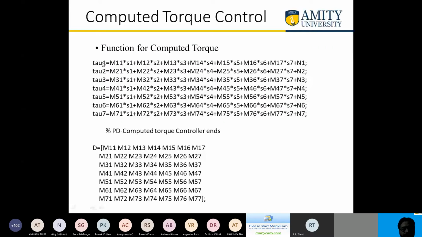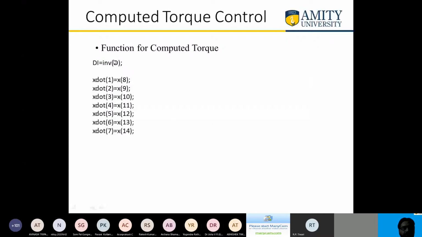So this is the moment of inertia matrix, which has been formed here as D, because we need to calculate the inverse. So it is a 7 cross 7 matrix. And in MATLAB, we can easily find out the inverse using this function INV. So inverse of D is calculated using the MATLAB function. So it does the computations and gives us the result.